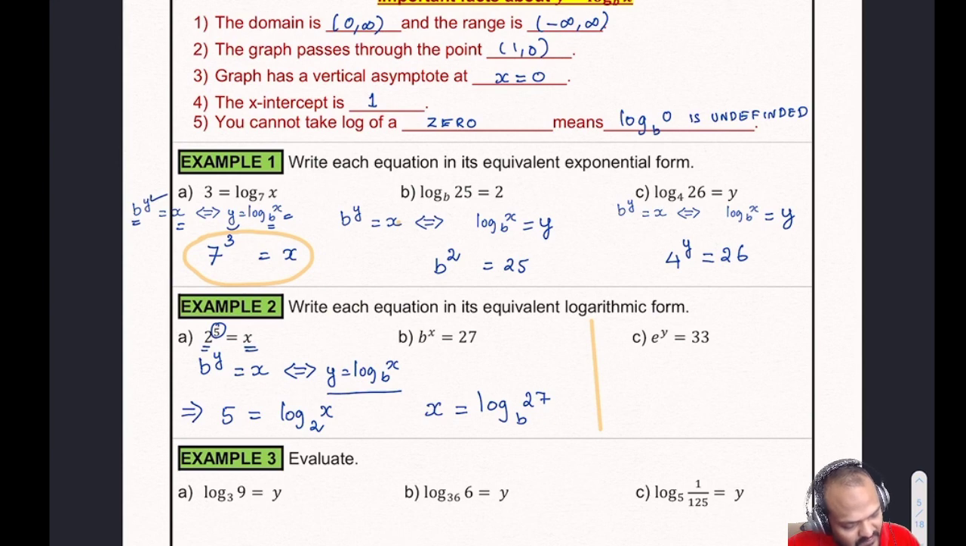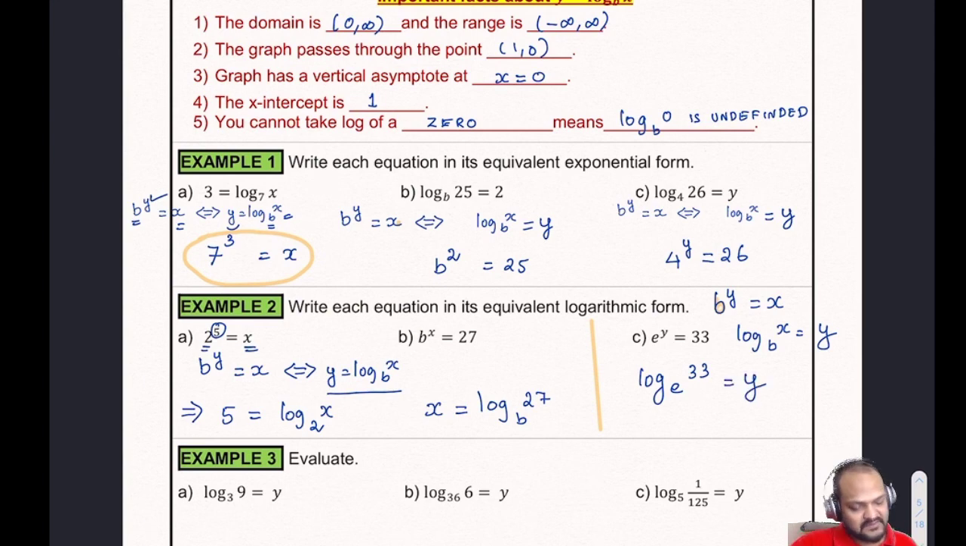If you take a look at the third one, again, if I apply this, now I have b to the y is equal to x, and therefore that's going to give you log x base b is equal to y. So here I would have log base e and the x is 33 is equal to y. And that's how we would write these things, right?